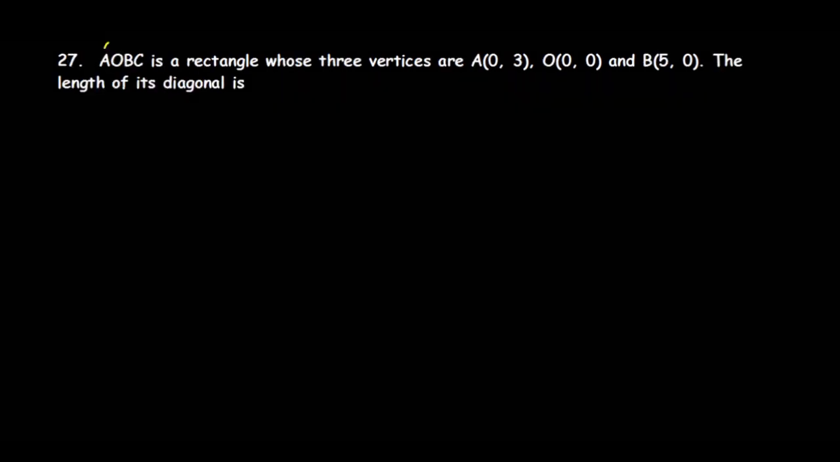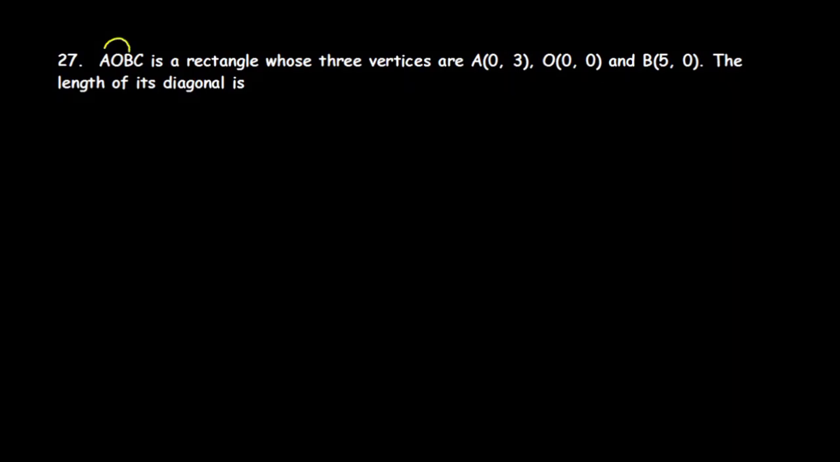AOBC is a rectangle whose 3 vertices are given. Okay, A, O, B given. The length of the diagonal is asked. So if AOBC is a rectangle, then AB is a diagonal, right? Diagonal means the line segment which joins the two opposite vertices, right? That means AC diagonal, these two lengths we need to find.